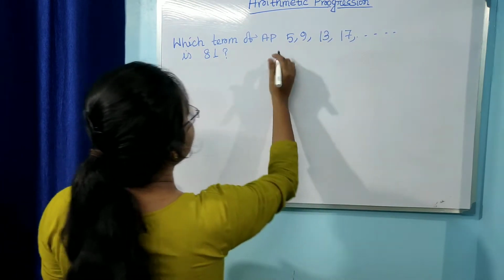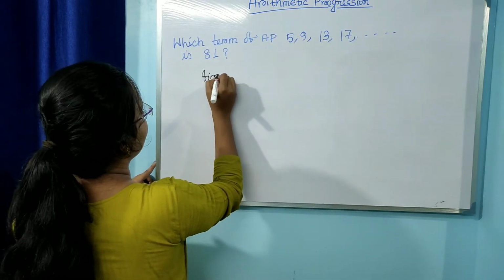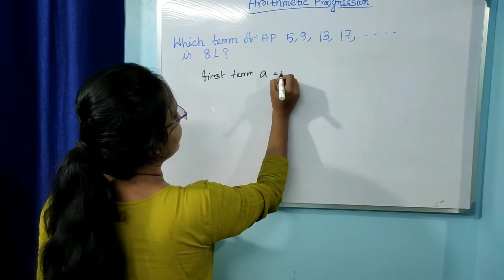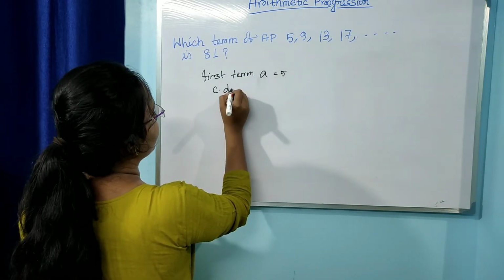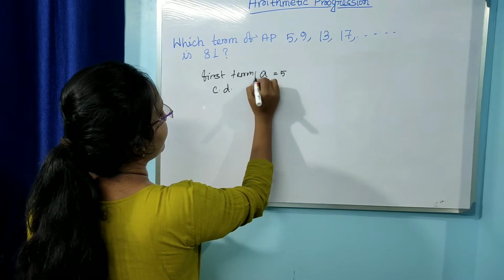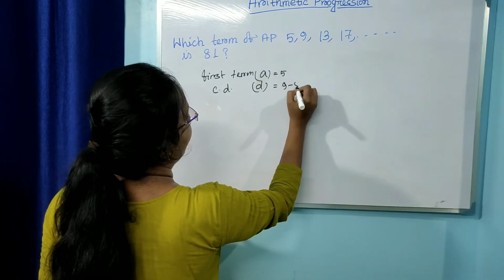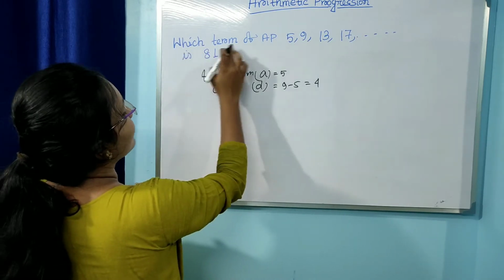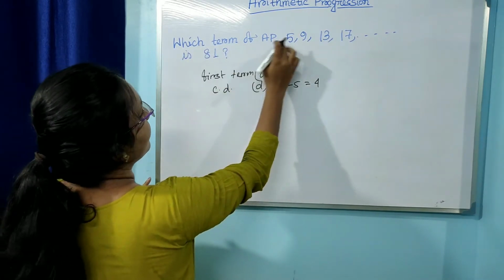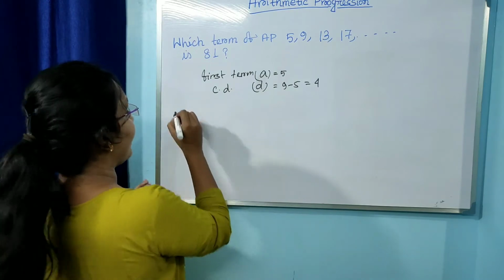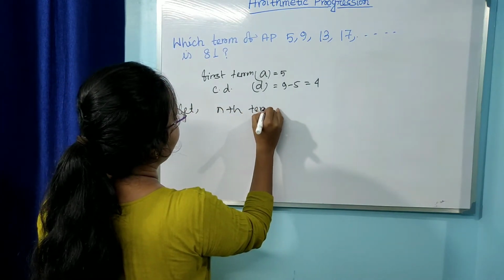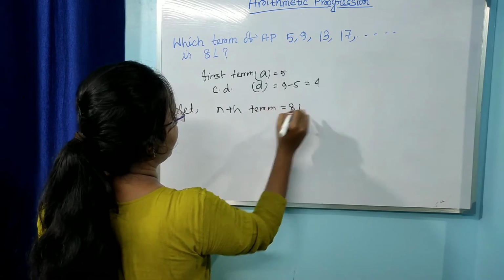See here the AP is given where the first term A equals 5 and common difference D equals 9 minus 5, that is 4. So here you have to find the term. Which term of the AP is 81? So let the nth term equal 81.